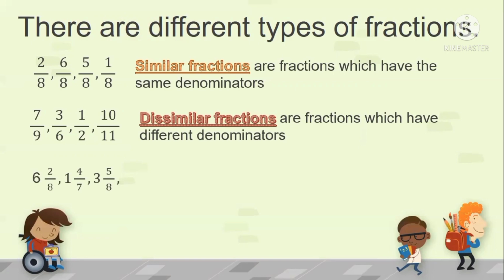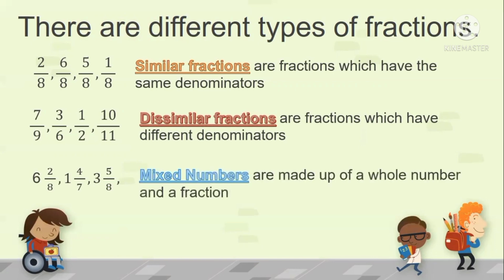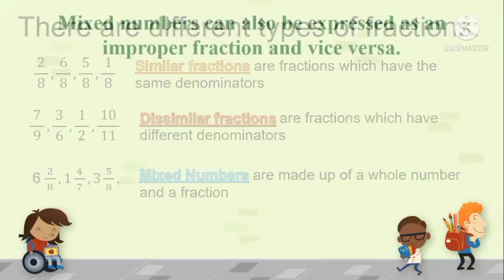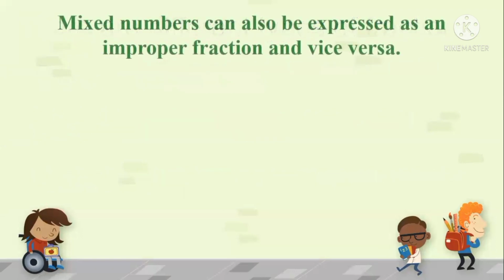And the last type of fraction, what have you observed? Correct! There's a whole number and a fraction. And you call this mixed numbers. So mixed numbers are made up of a whole number and a fraction. So, as mixed numbers, it can be expressed as an improper fraction or vice versa.